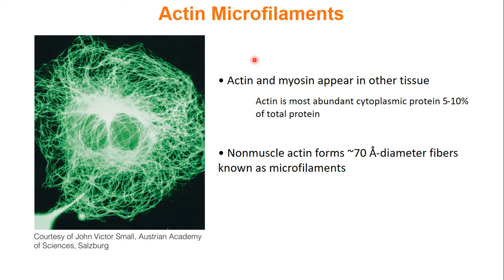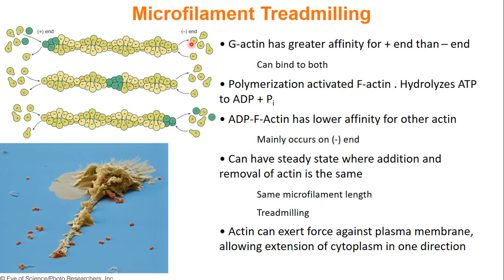Now, actin and myosin don't just appear in your muscles, but they are in a lot of other tissues as well. Remember I said actin is the most abundant cytoplasmic protein. In fact, it's 5 to 10% of proteins in your cytoplasm. And in non-muscle cells, you get these fibers that form from actin, which we call microfilaments. And microfilaments are F-actin again.